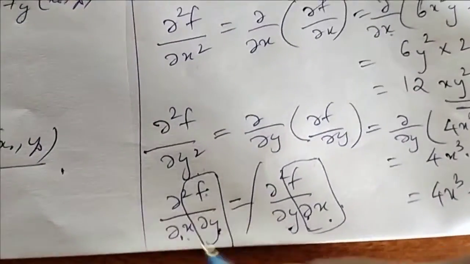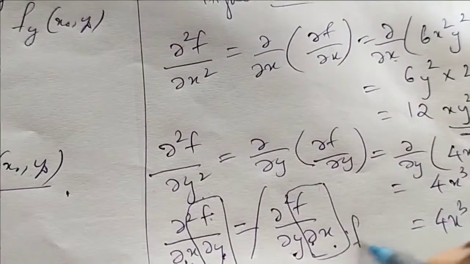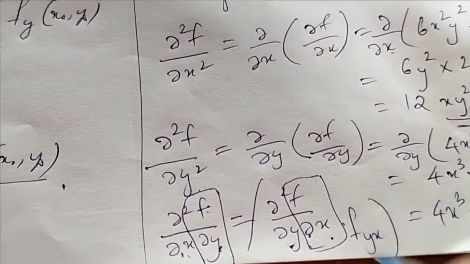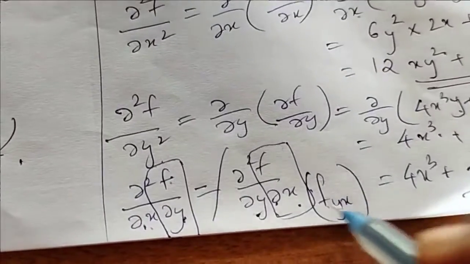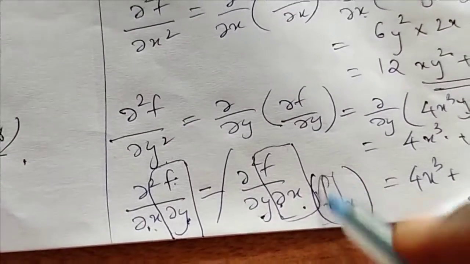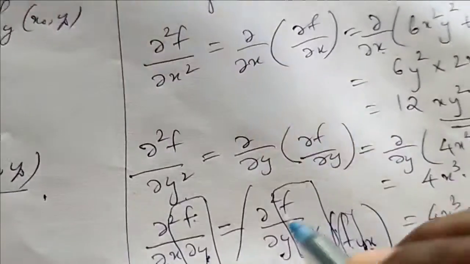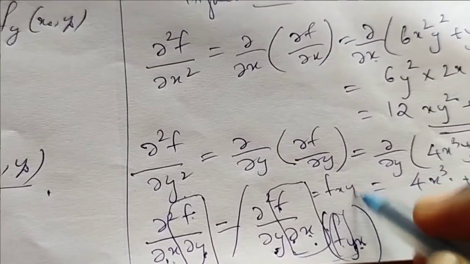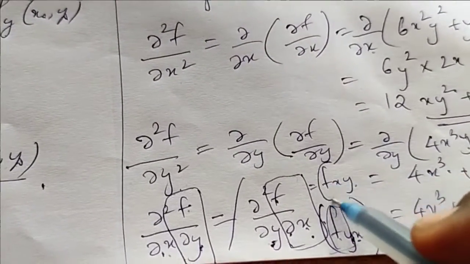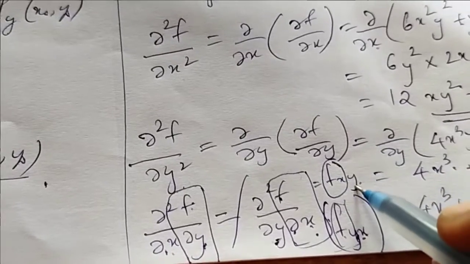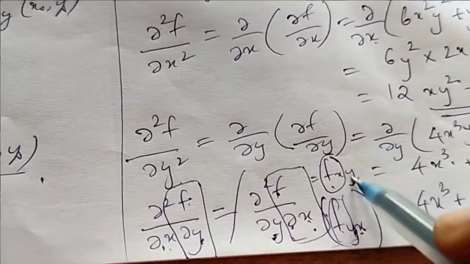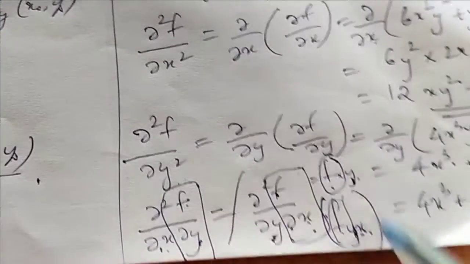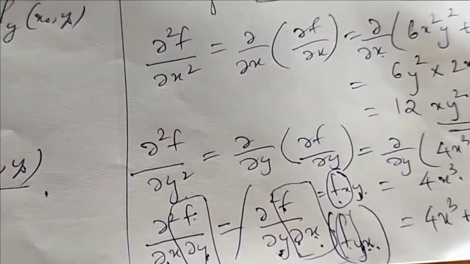So ∂²f/∂x∂y is denoted as f_yx. That is, first of all we find f_y, then we find the derivative with respect to x. And ∂²f/∂y∂x is f_xy. That is, first we find f_x, then with respect to y. So f_xy and f_yx will be the same in the case of continuous functions.